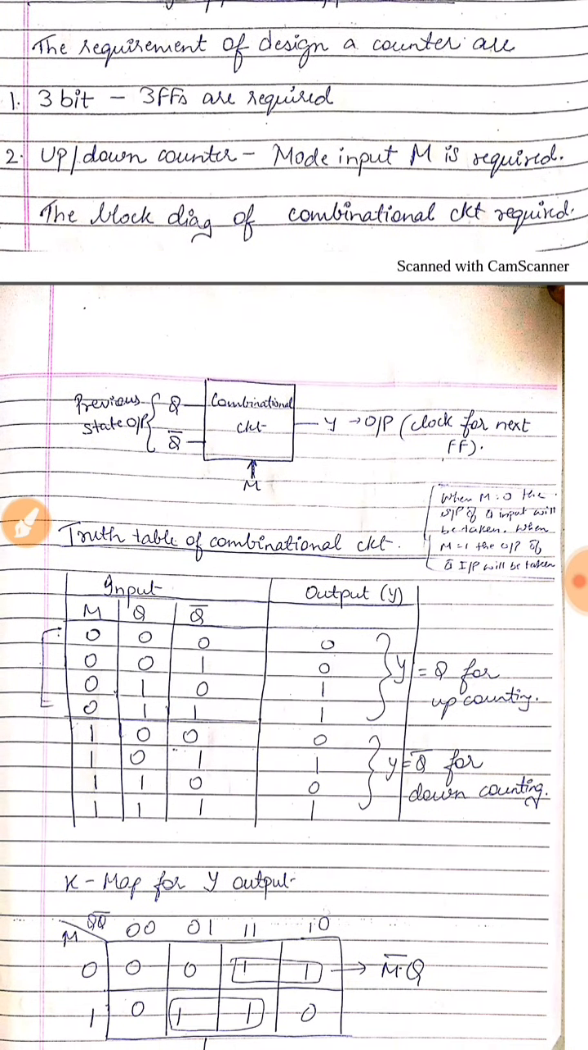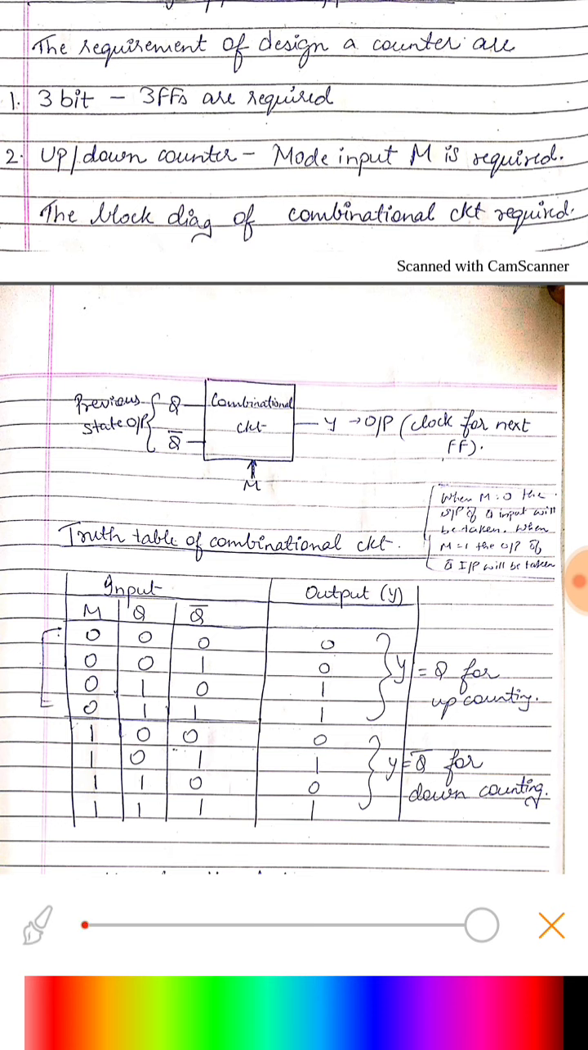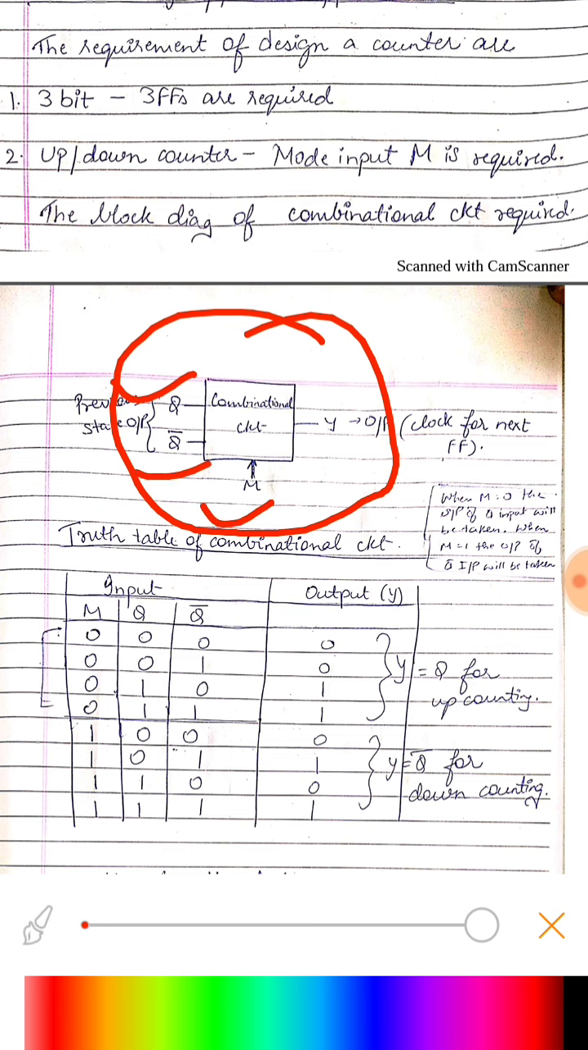So the mode input M is required so that we can choose from the up and down mode. For that we would need a combinational circuit. It can be any combinational circuit which has 3 inputs Q, Q bar and M, and the output is Y, that will decide if this Q will go to the clock pulse of the next flip-flop, or this Q bar would go to the clock of the next flip-flop.